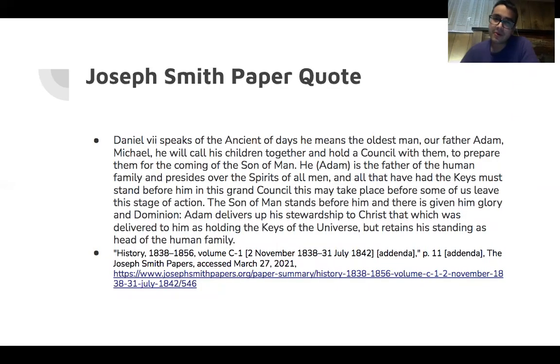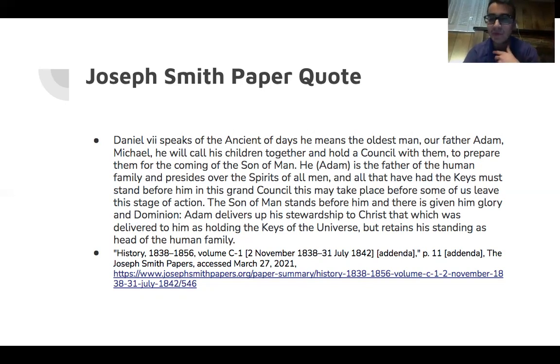The Joseph Smith Papers quote. This one is talking about Adam and his coming later on. It says, "Daniel speaks of the Ancient of Days. He means the oldest man." So when he says the Ancient of Days, he means Adam. "He will call his children together and hold a council with them to prepare them for the coming of the Son of Man. He, Adam, is the father of the human family and presides over the spirits of all men. And all that have had the keys must stand before him in this grand council. This may take place before some of us leave this stage of action," meaning this life.